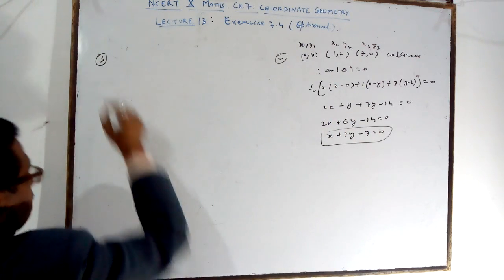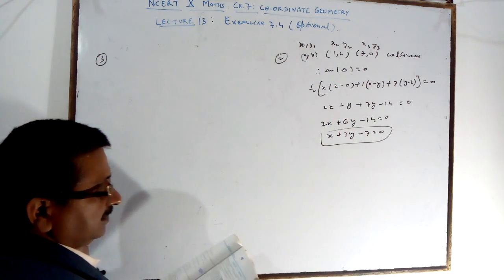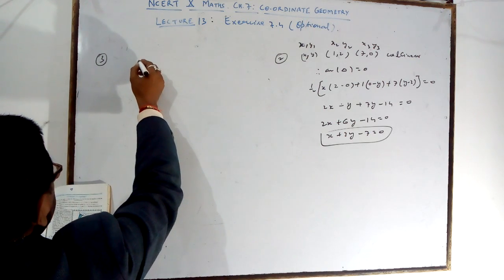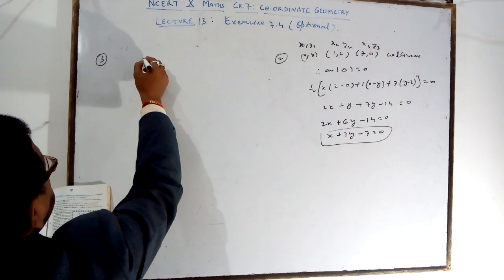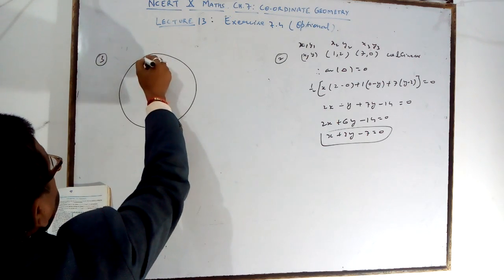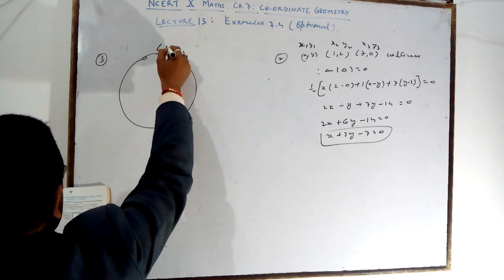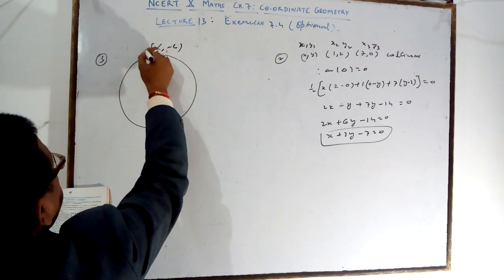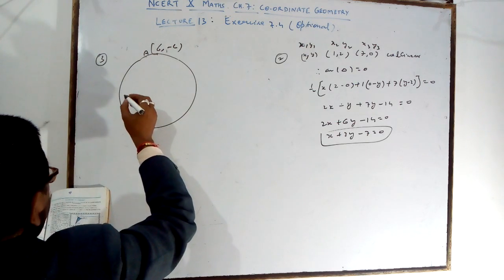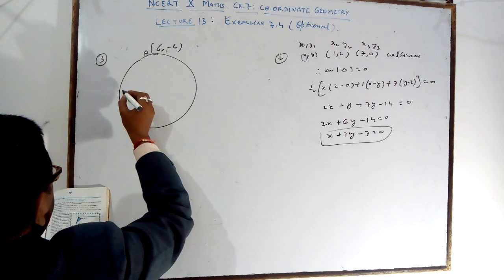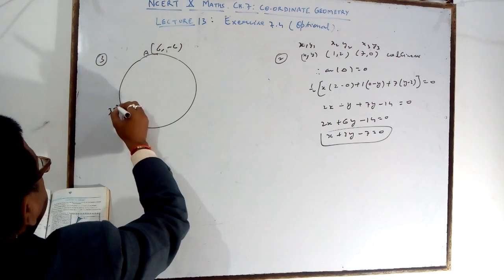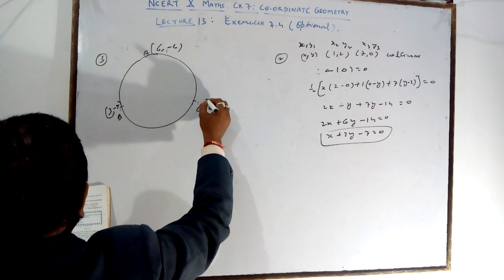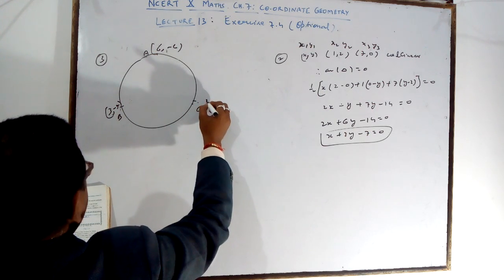Question number 3 is given. Find the center of a circle passing through the points. There is a circle which is passing through a point A 6 comma minus 6, and another is given B 3 comma minus 7, and C is given 3 comma 3.